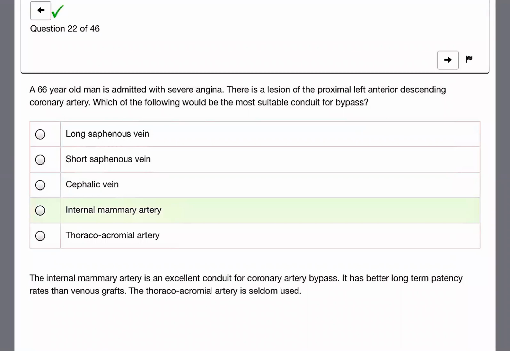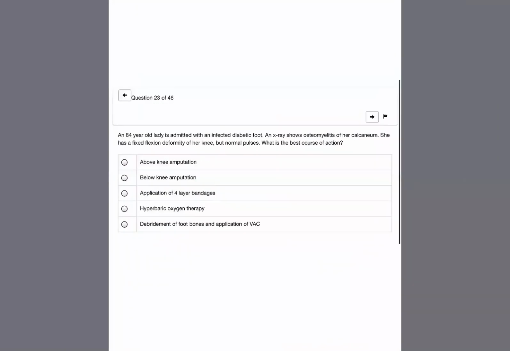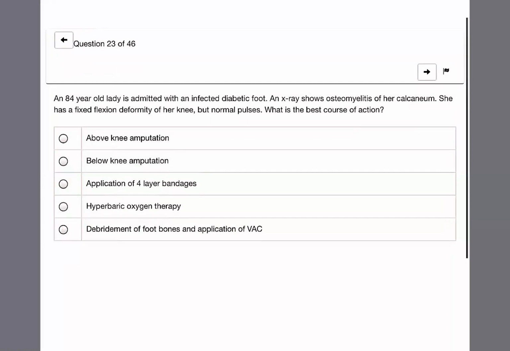Okay, next question. An 84-year-old lady is admitted with an infected diabetic foot. An X-ray shows osteomyelitis of her calcaneum. She has a fixed flexion deformity of the knee, but normal pulses. What is the best course of action? Above-knee amputation, below-knee amputation, application of a 4-layer bandage, hyperbaric oxygen, debridement.